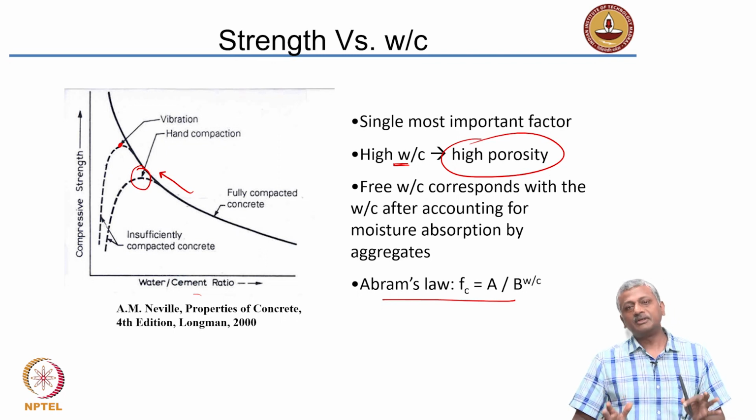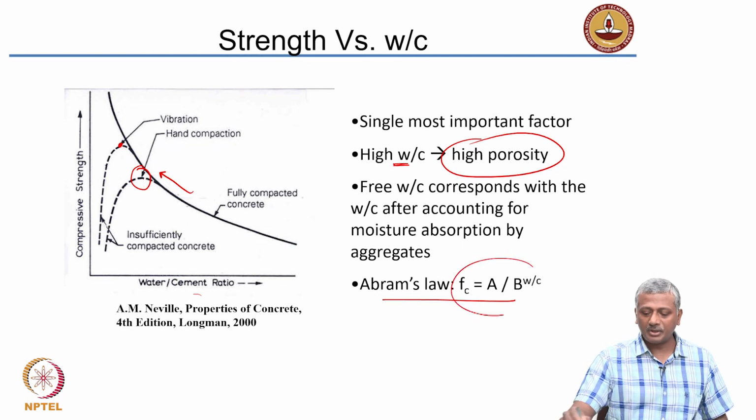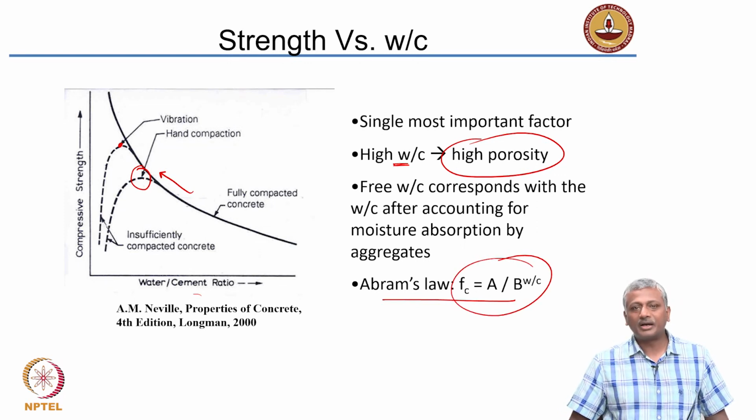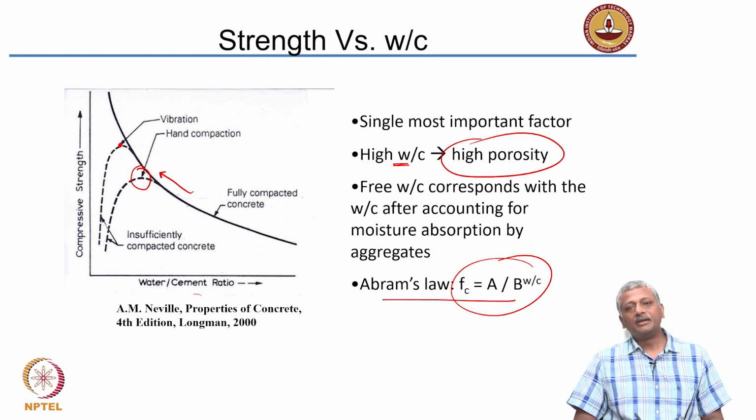So please remember, strength is inversely proportional to water cement ratio. You do not have to bother about any law like this. You can fit anything you want. Today, statistical data fitting is capable of fitting any sort of relationship through any set of data, but that does not mean anything. You need to understand the physical significance.